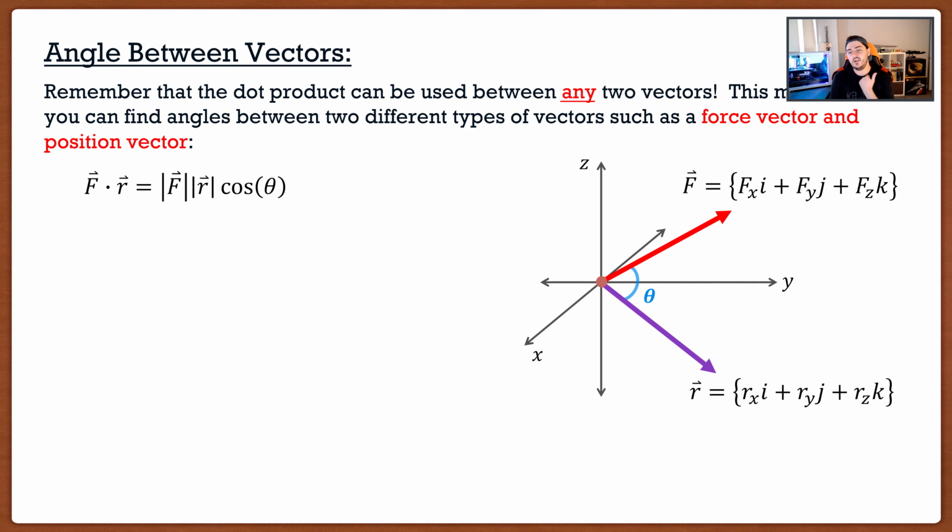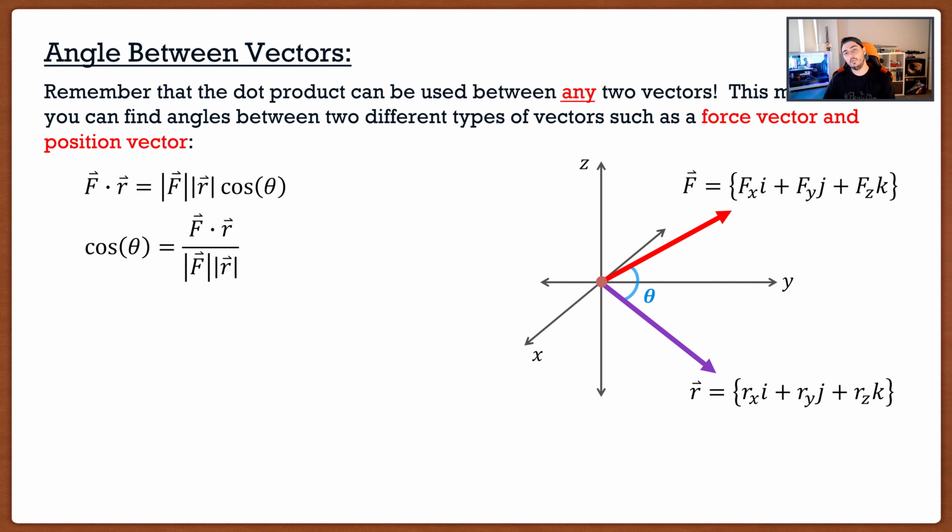Now you guys may be saying, all right, Clayton, well, I'm going to believe that it doesn't matter which vector, but how can you prove it to me? Well, it's simple. If we were to rearrange the formula, we get this, where the cosine of theta, which is the angle between the two vectors, is equal to f dot r divided by the magnitude of f divided by the magnitude of r.